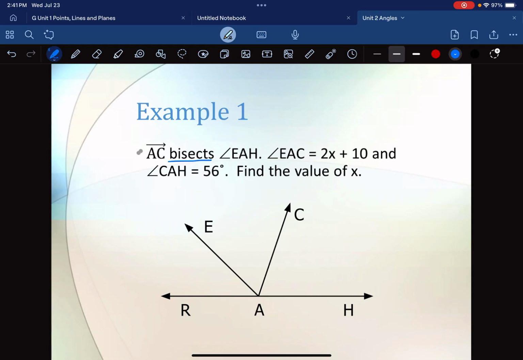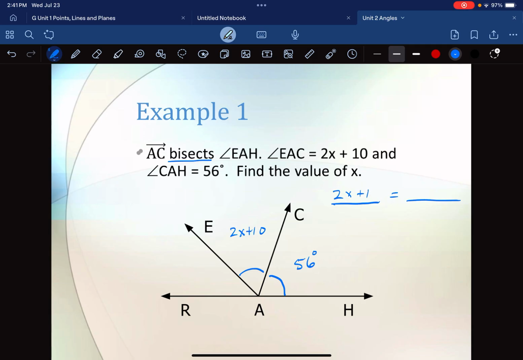So I'm going to go to my drawing, and I'm going to see AC here in the drawing cuts EAH in half. So these two angles are congruent. So I'm going to put single arc marks in there to indicate to me that those two are congruent. Well, then it tells me angle EAC is 2x plus 10, so I'm going to put 2x plus 10 in this one. And it tells me that CAH is 56. And then it tells me to find the value of x. Well, what's true about those two angles? In this case, we are taking those and we are setting them equal because of the bisector.